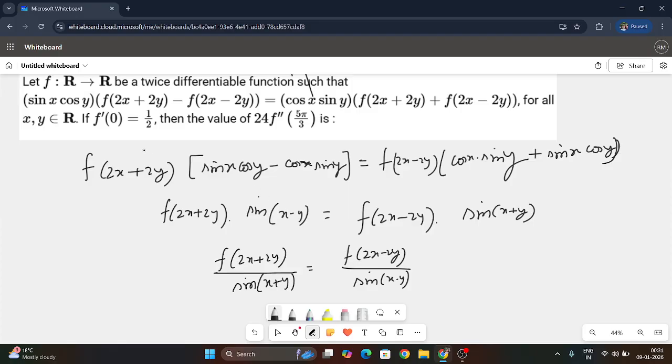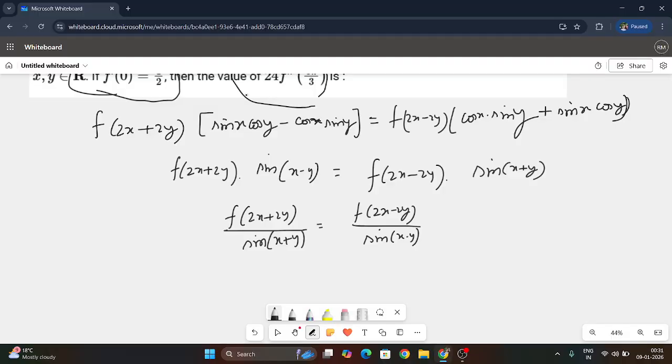Okay, in the question, f dash 0 is equal to 1 by 2 is given. We have to find the value of f double dash. So first we have to find the function and then put all these values and get the answer. First we have to focus on finding the function.